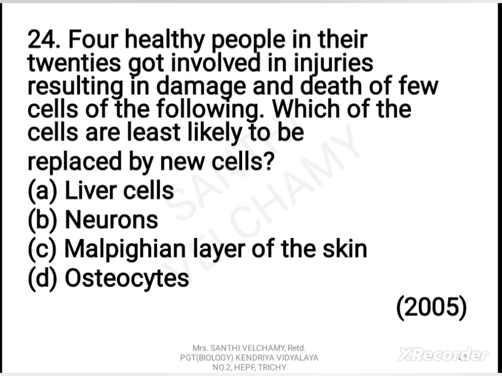24th question. Four healthy people in their 20s got involved in injuries resulting in damage and death of a few cells of the following. Which one of the cells is least likely to be replaced by new cells? A. Liver cells, B. Neurons, C. Malpighian layer of the skin, and D. Osteocytes. The correct answer is B, neurons. Neurons are the least likely to be replaced by new cells, and they have the least regeneration power.